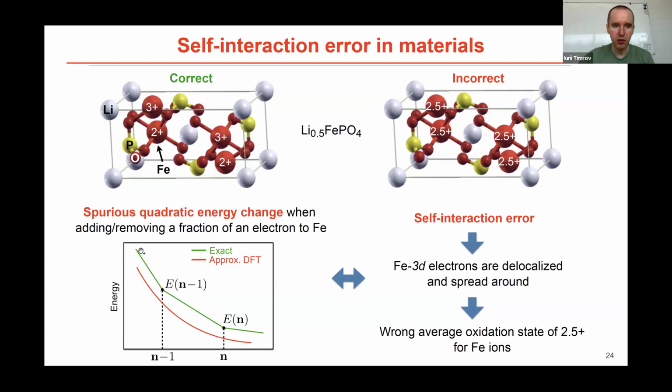So the exact solution, if we had the exact functional, must be piecewise linear. So basically it tells you that when we're adding an electron to iron or taking out an electron from iron, the energy must behave linearly.